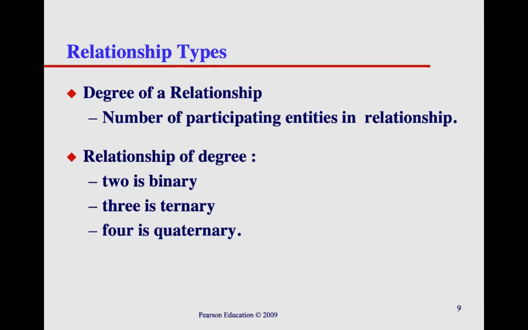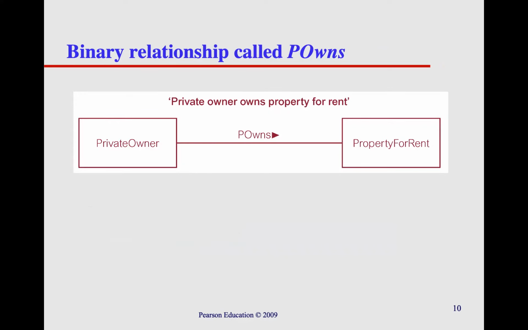So we talk about the degree of a relationship, which is the number of entities participating in the relationship. A binary relationship has 2 entities participating in it. A ternary one has 3, a quaternary one has 4, and so on. If it is a binary relationship, you put a directed edge between the 2 entities, and we'll talk about how you direct it in a moment. So you obviously have 2 choices. I could direct it toward property for rent, or I could direct it the opposite way toward private owner.